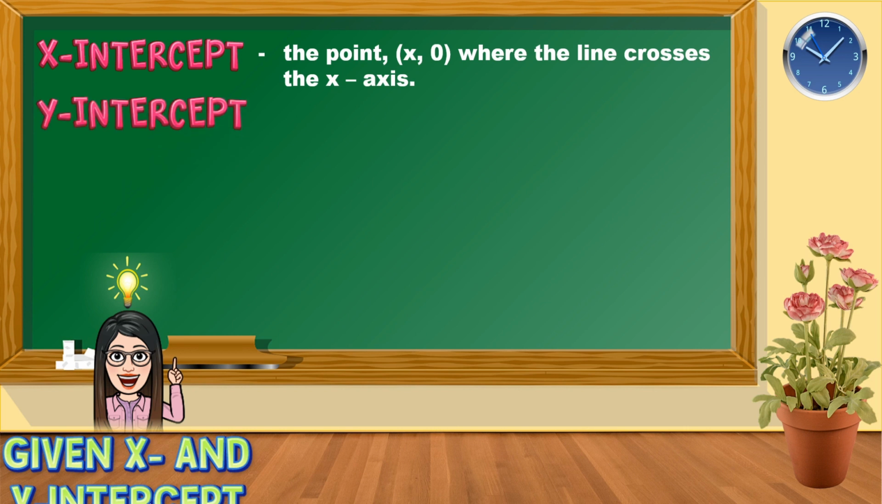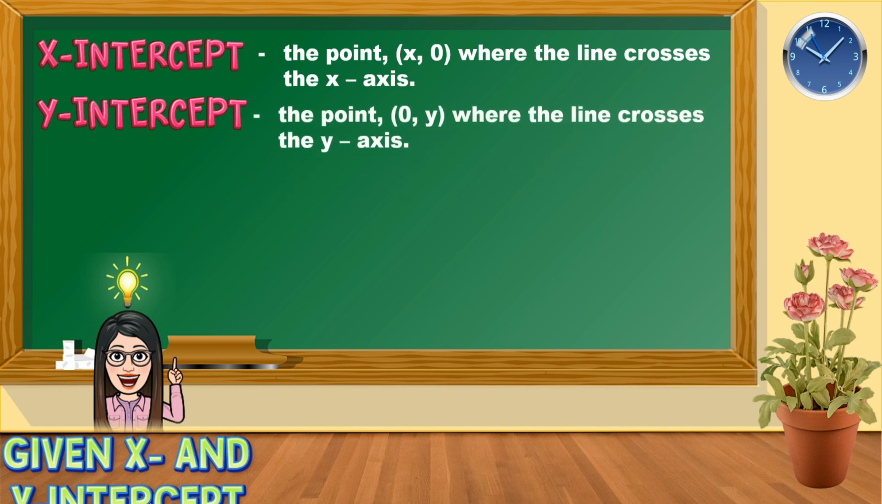And when we say y-intercept, it is the point (0, y) where the line crosses the y-axis. Okay, so when we say x-intercept, sabi nga nila, this one is a point. So therefore, pag sinabing x-intercept and y-intercept, meaning we are talking about points. Pero, saan natin matatagpuan yung mga points na yan?